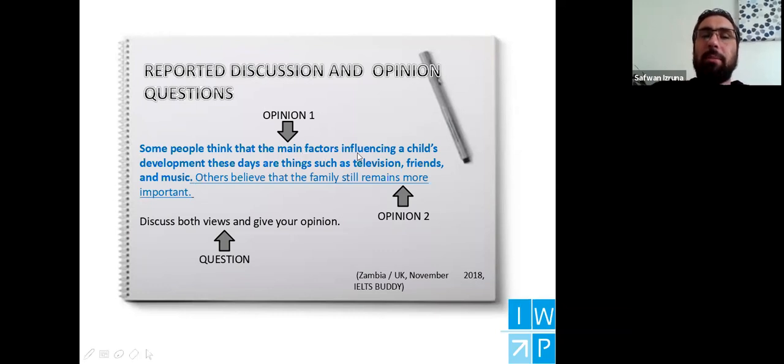Some people think that the main factors influencing a child's development these days are things such as television, friends, and music. So this is one opinion. Others believe that family still remains more important. So these are two opposite opinions. And here we have discuss both views. So you're asked to present both of the views and give your own opinion.